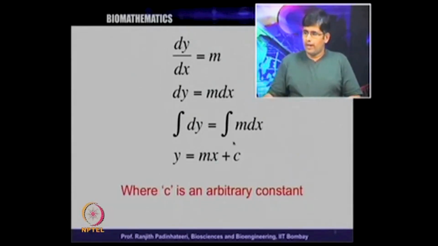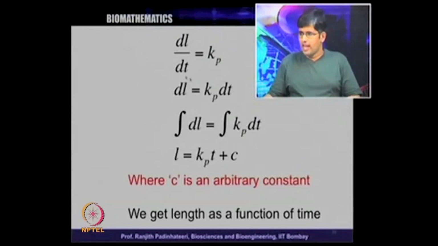So, let us go to this polymerization problem, where we have dl by dt is equal to Kp. As we did in the previous case, we can write dl is equal to Kp dt, and you can integrate both sides. So, integral dl is equal to integral Kp dt. This immediately tells you that L is Kpt plus some constant, just like we said y is equal to mx plus c, where c is a constant, and we get the length as a function of time.